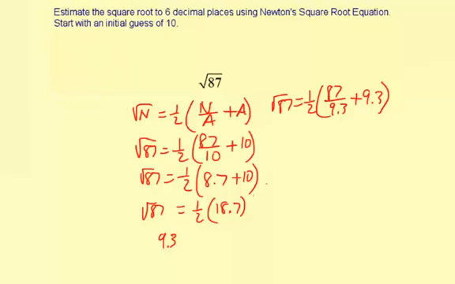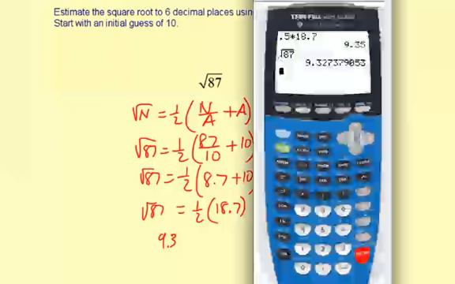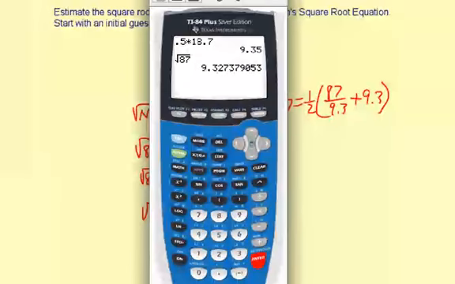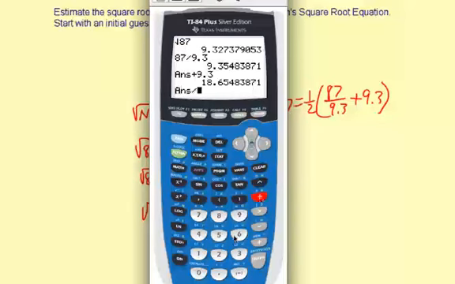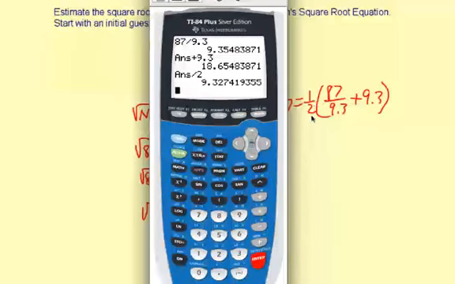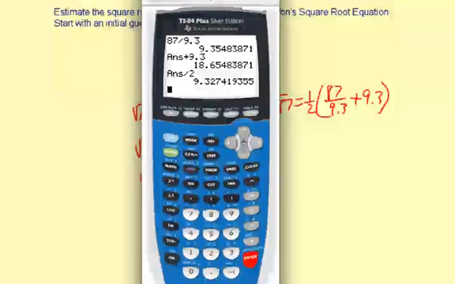Now I'm going to do this all on the calculator. Okay, so I'm going to do the inside of the parentheses first. So I'm going to do 87 divided by 9.3, and then plus 9.3, and then divided by 2 to get the 1/2. Remember, multiplying by 1/2 and dividing by 2 are the same thing. Okay, now let's take a look. We have 9.32741 and so on.